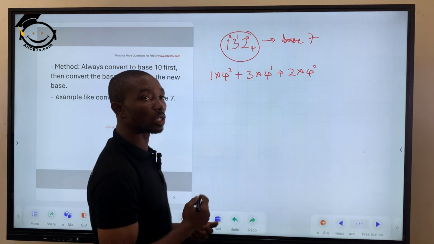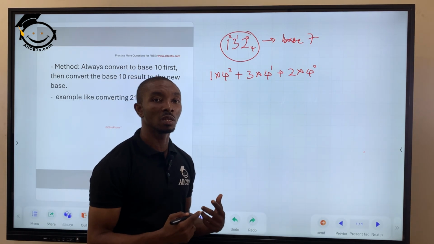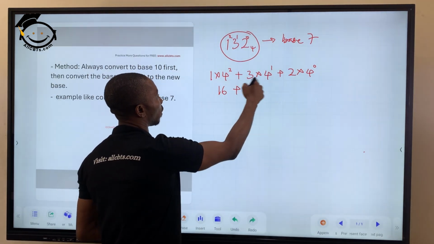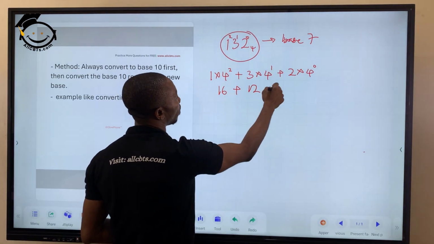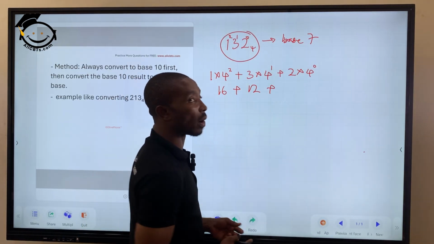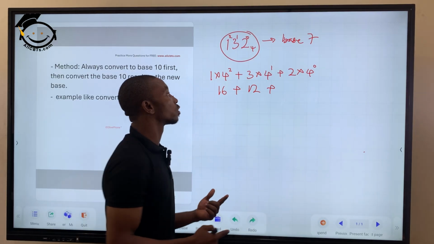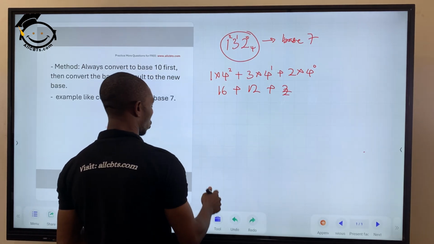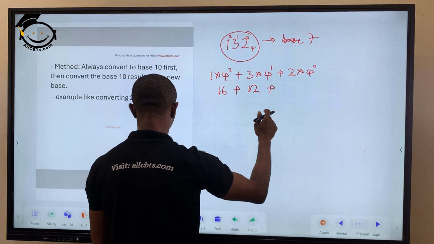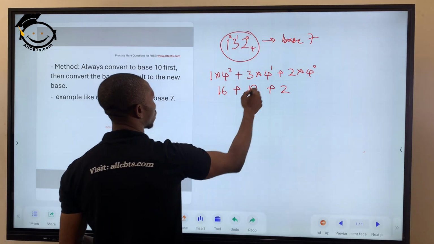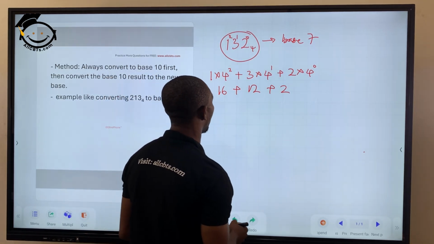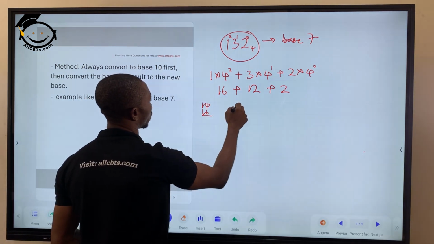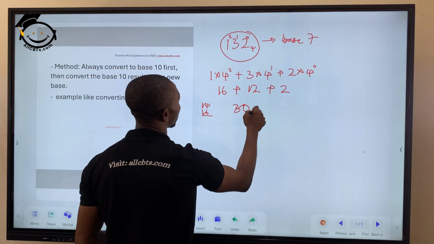Now, 4 raised to power 2 is 4 times 4, which gives us 16. 16 times 1 is 16, plus 4 times 3 is 12, plus anything raised to power 0 is 1, so 1 times 2 gives us 2. So 2 plus 12 is 14. 14 plus 16 is 30. So this gives us 30 base 10.